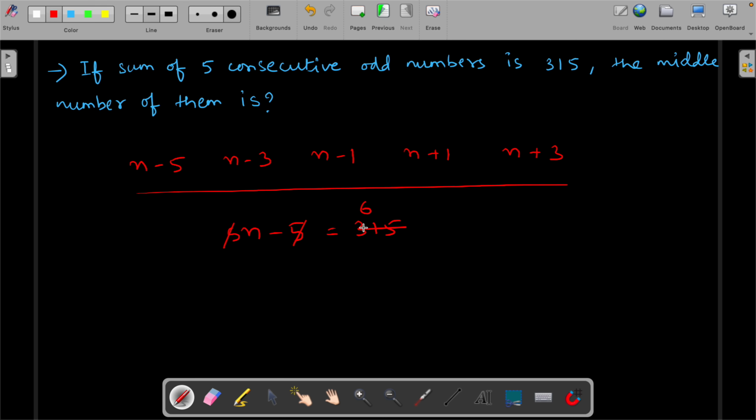5 6s are 30, 5 3s are 15. So n minus 1 is 63, which is the required answer.